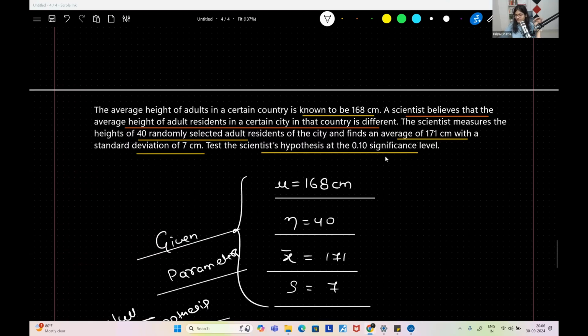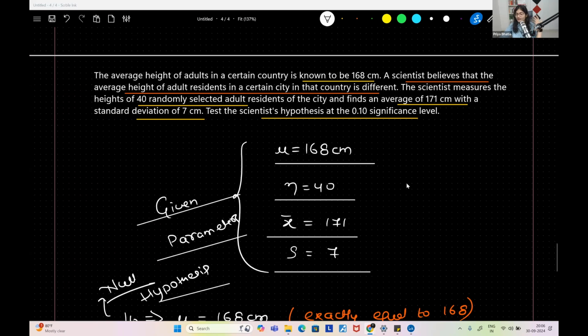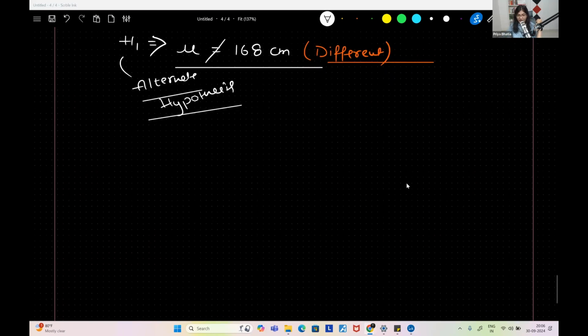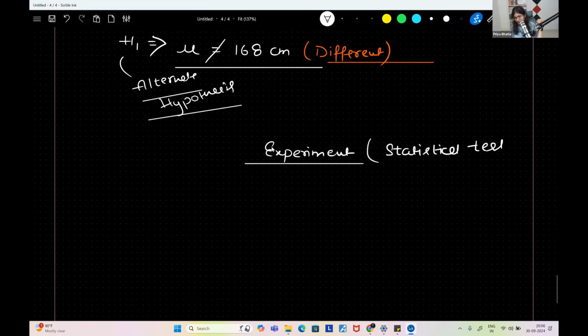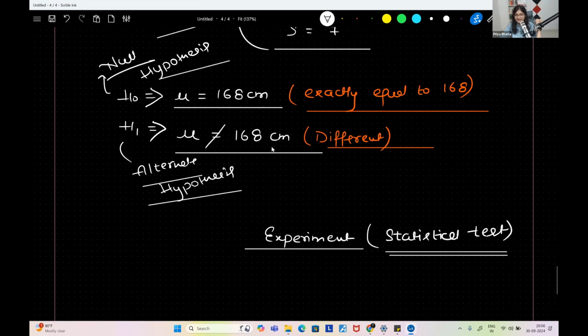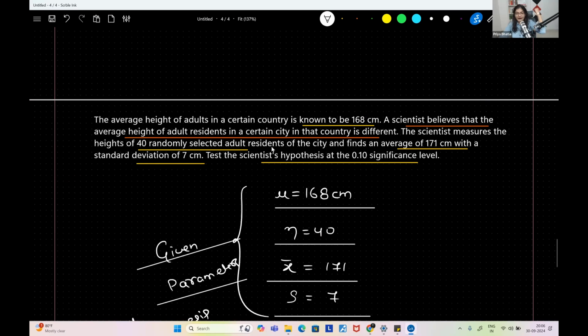Now, in this specific question, can you help me understand what kind of test we should apply? We are now focusing on doing the experiment, meaning we are applying the statistical test. So what kind of statistical test are we supposed to apply? Tell me, and why? Why we are taking 30, I'll explain. Please give me a moment. For now, just give me an answer whether we should go with a t test or a z test.